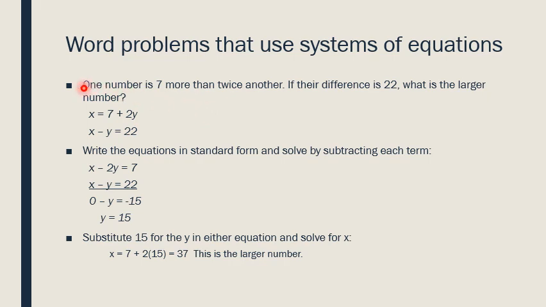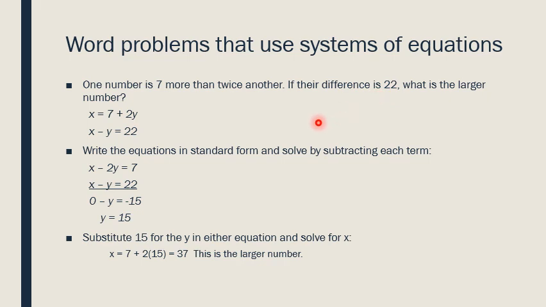I'm going to translate directly. One number, that's x, is, whenever there's a verb, that's where your equal sign goes. 7 more than will be 7 plus, twice another. When it says another, you cannot use the same variable. It's 2 times a different variable. In this case, I've chosen y. If their difference is 22, so I'm showing the difference, x minus y, is my equal sign, 22 is the constant. What is the larger number?